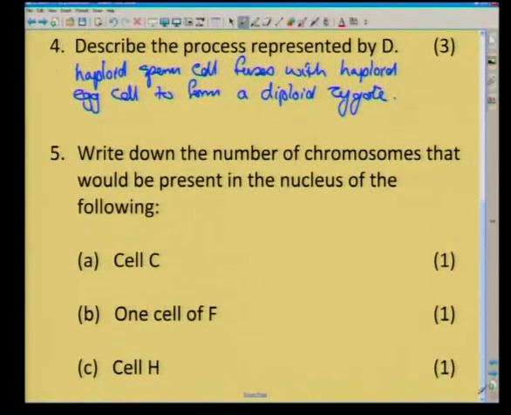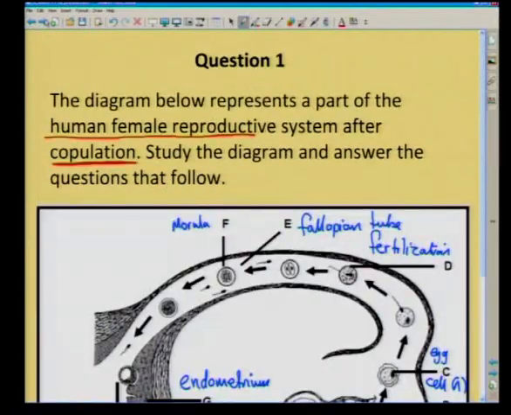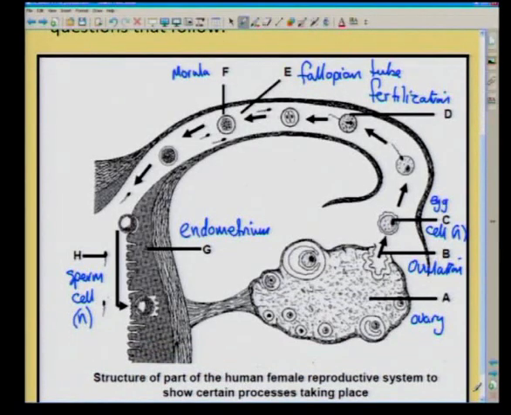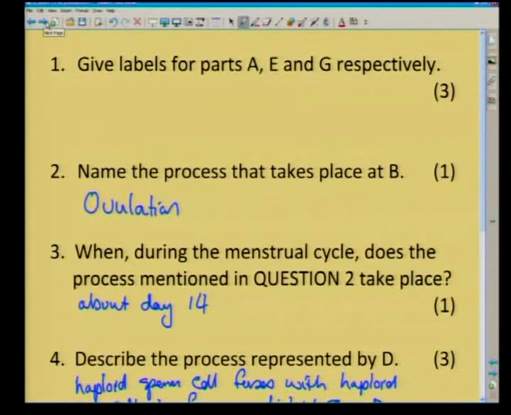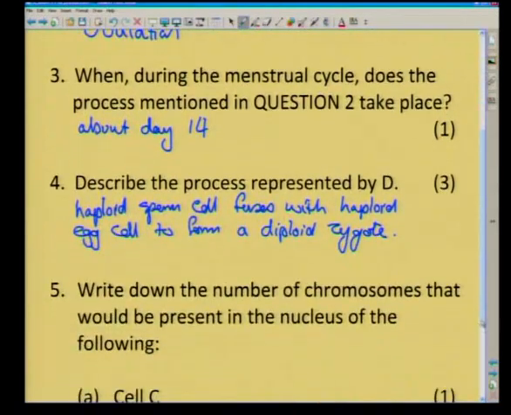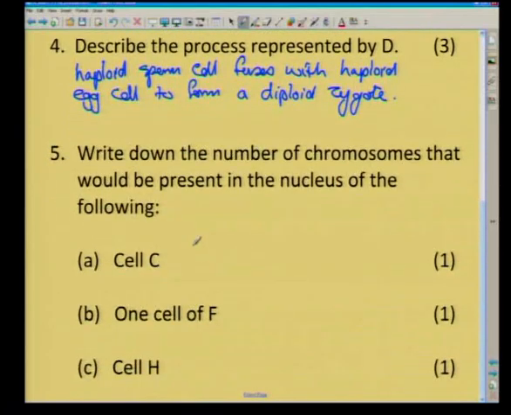Write down the number of chromosomes that will be represented by the nucleus of the cells in the following. We're looking at C, F, and H. So let's look. C would be haploid. F, the morula, is going to be diploid. And H is our sperm cell, which is haploid. So it's haploid, diploid, haploid. Or you could have written out the words haploid, diploid, and haploid.